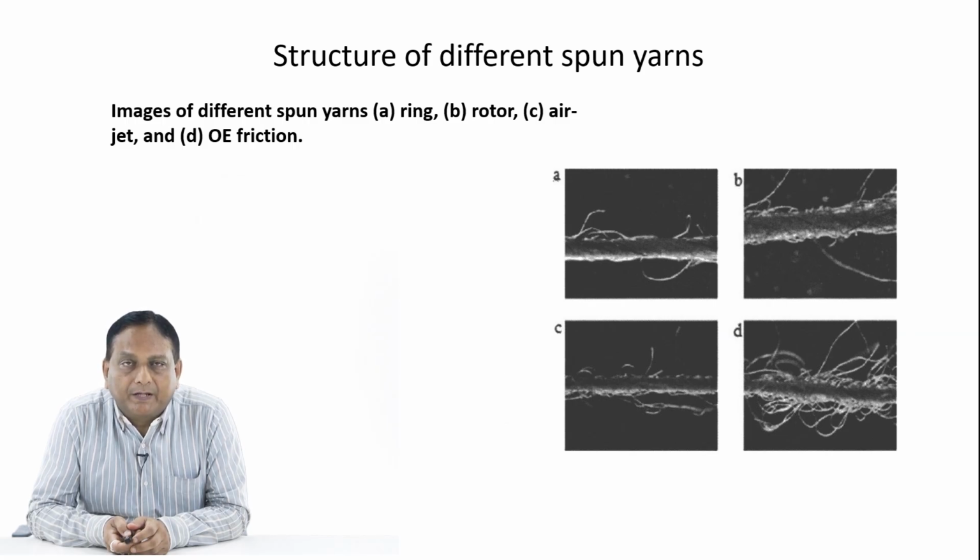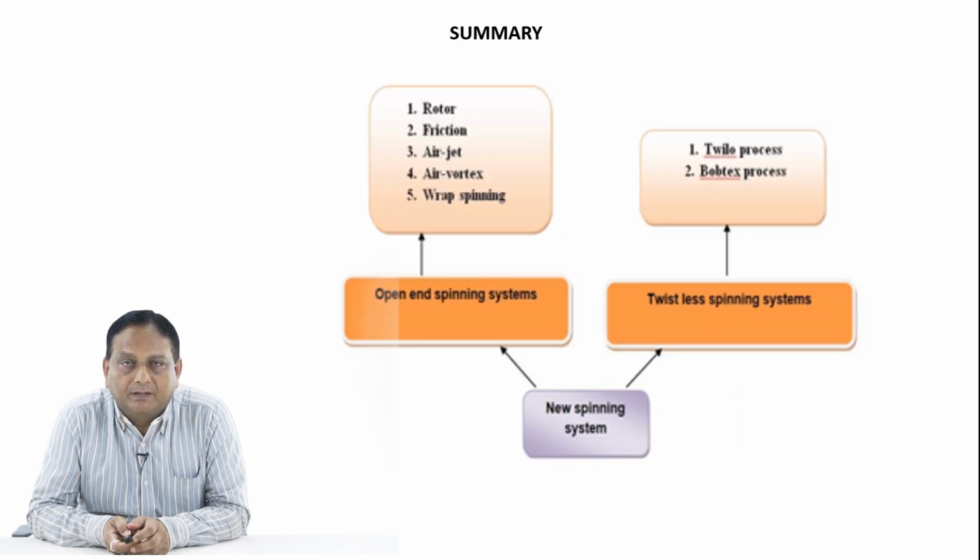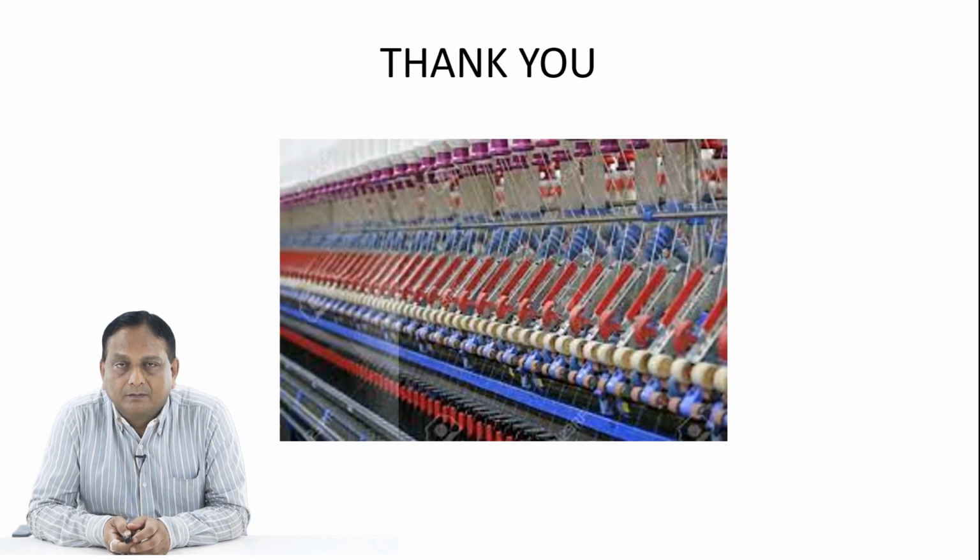Now if you try to compare the structural features, we can see the images of different spun yarns shown here: ring, rotor, air jet and open end friction spinning. Now let us come to the summary part of it. We have compared the new spinning systems, and mainly we have taken the air jet, ring and rotor, and compared them in the open end system of spinning.